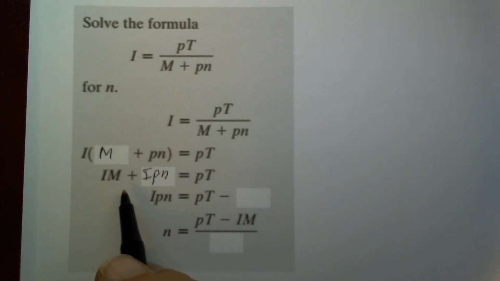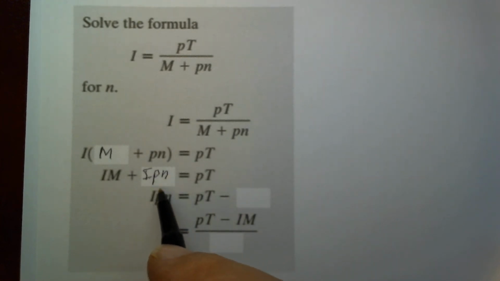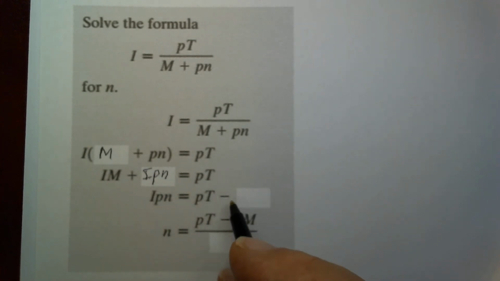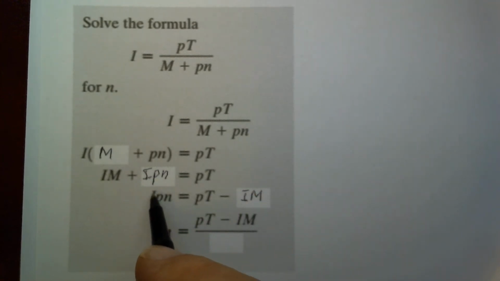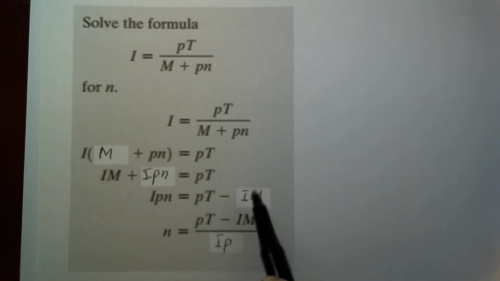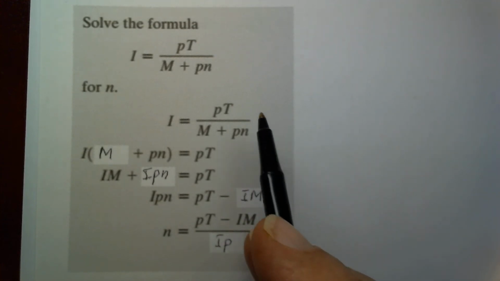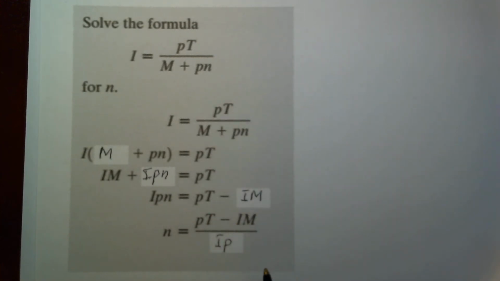Then we subtract im on both sides because we're solving for n, so we want to have only one term with the letter n on one side. So it's pt minus im. And now we divide both sides by ip to isolate n. So divided by ip. And now we solved the formula for the letter n, for the variable n. So that's the final answer here.